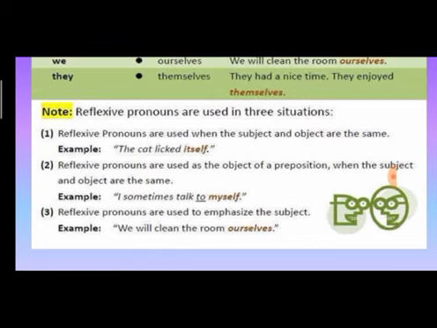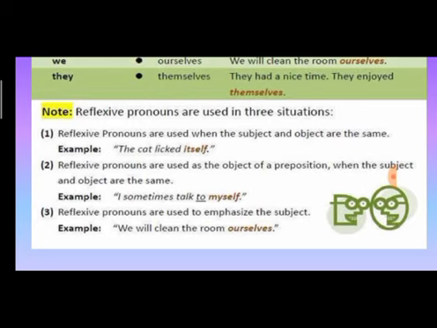Means in a simple sentence like the cat licked itself. Okay. Then they are also used as the object of a preposition when the subject and the object are the same. For example, I sometimes talk to myself. Now here you can see it has come after the preposition, and in the first sentence it has come after the verb.